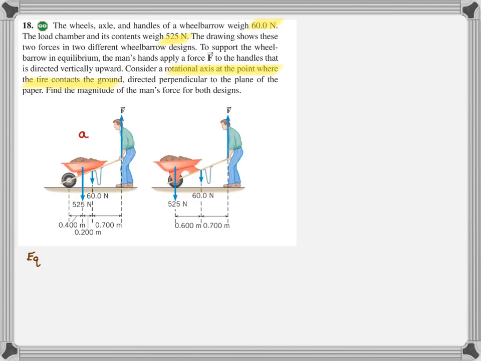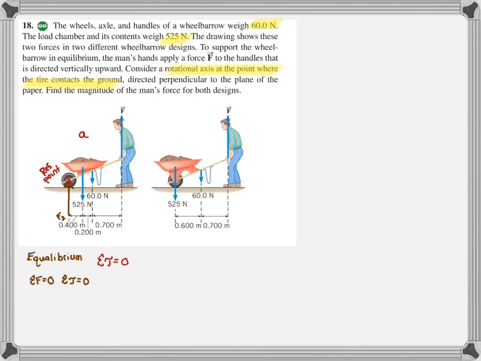Wheelbarrow A, this is pretty much just the guy holding up, so this is going to be an equilibrium equation, which of course means that the net force has to be 0 and the net torque has to be 0. For the net torque, we're going to use the reference point as the wheel. Because all the forces are acting in the y direction, we don't really care how far above the reference point the forces are. We just care about the displacement from the reference point in the x.